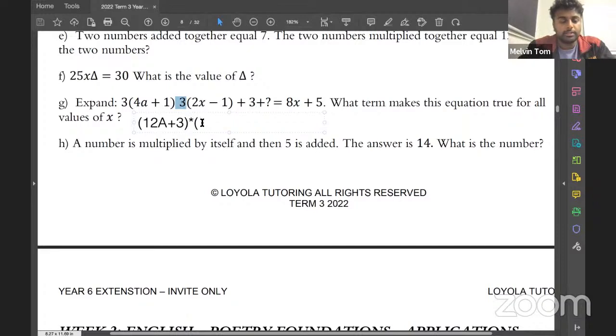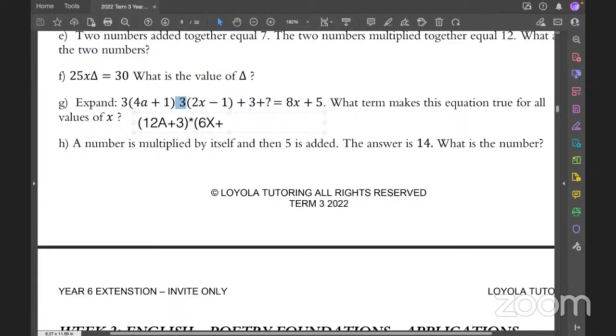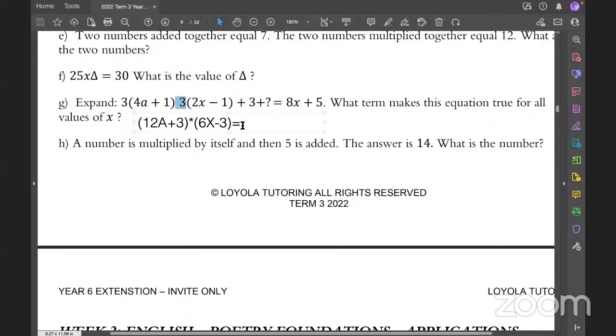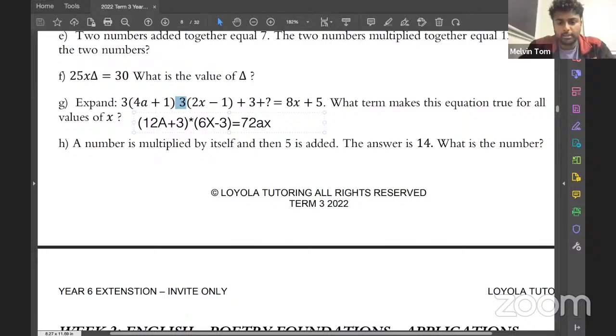3 times 2x is 6x plus 3 times negative 1 is negative 3. All right, now we have to still multiply these two things out. So 12a times 6x is 12 times 6, 72. Sorry. 72ax plus 12a times negative 3.